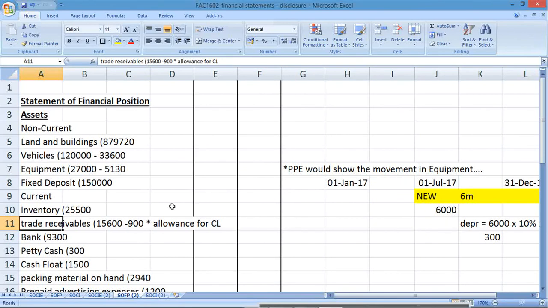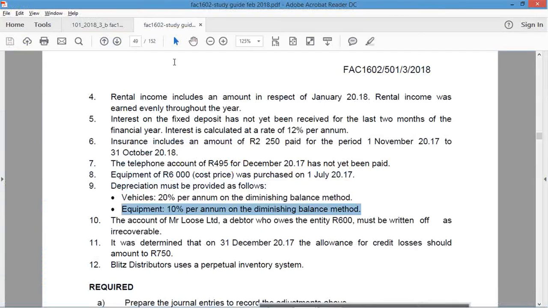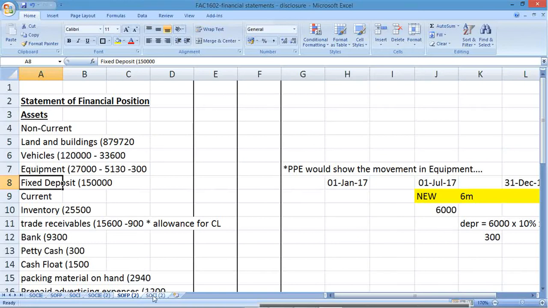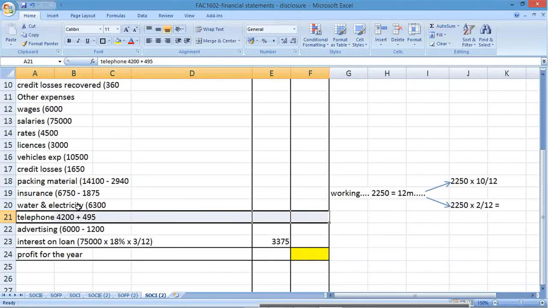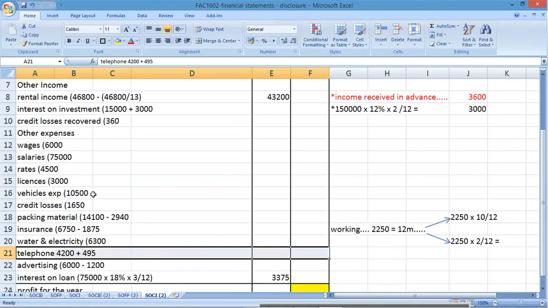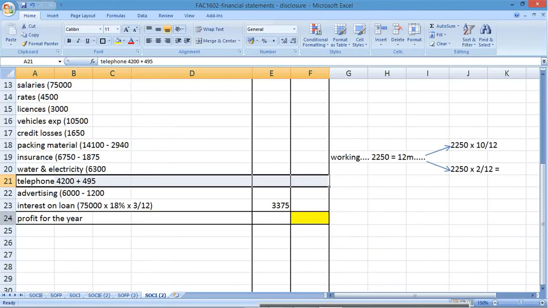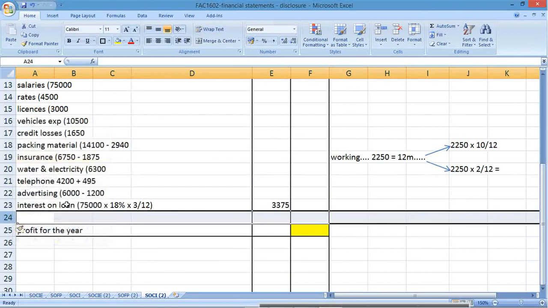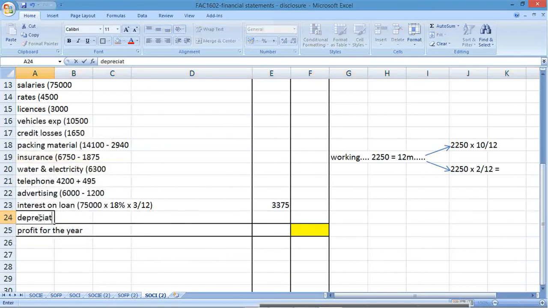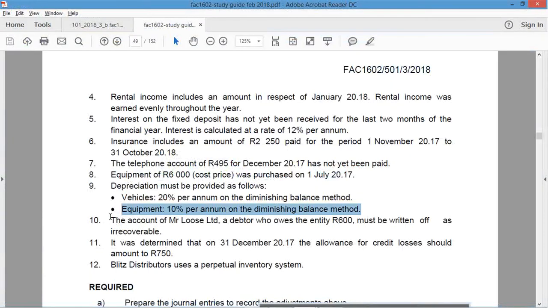Where am I going to show that? Against the equipment. And where else? Comprehensive income. Remember you had depreciation here? Did you have depreciation? No, it was the other one we just worked on. The other question had it, so we need to insert it. On equipment, 300. Right, was that the only equipment you had?